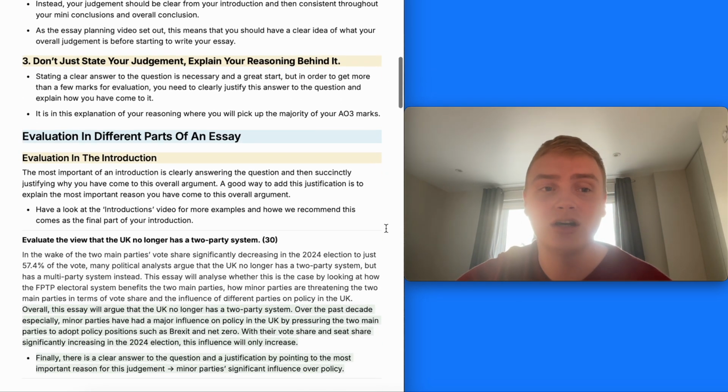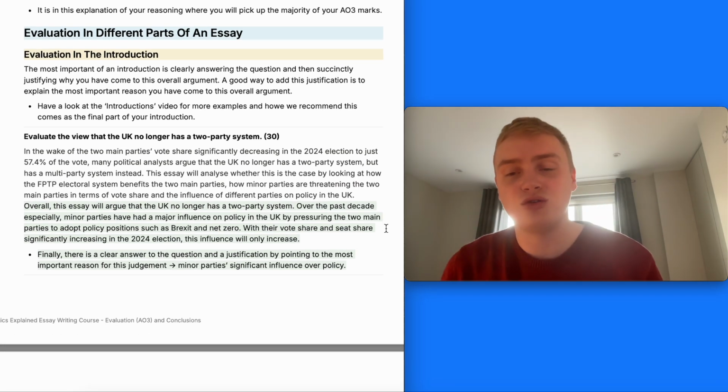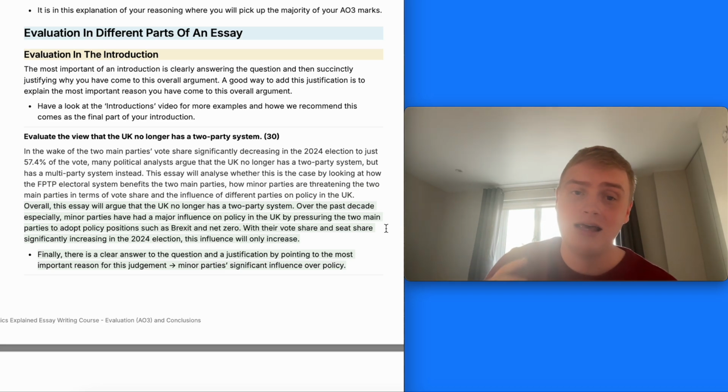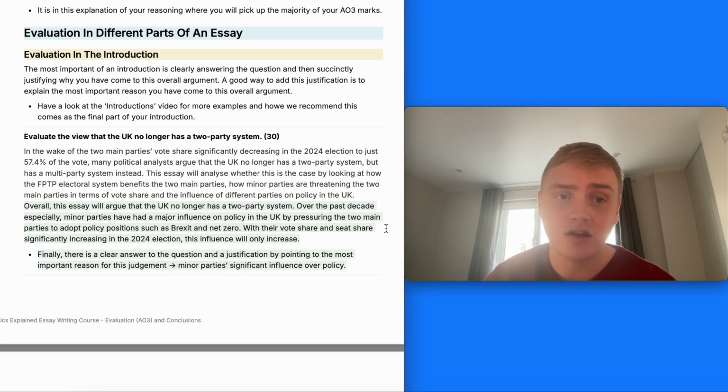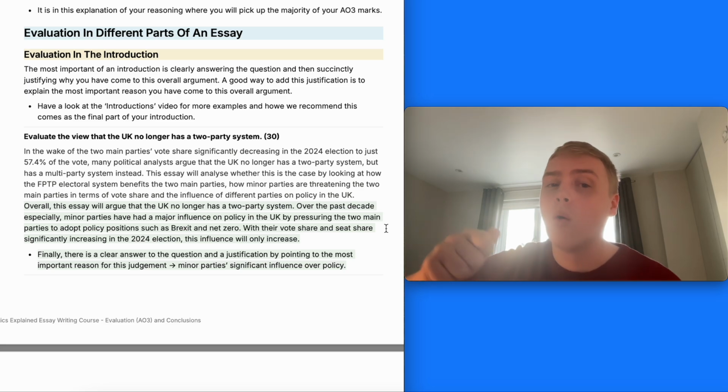Okay, let's have a look now at the evaluation in different parts of the essay. We're going to start in the introduction, which we've already had a little bit of a look at in the instructions video, then mini conclusions, and then the overall conclusion. So the most important part of the introduction, as we went through in the instructions video, is clearly answering the question and succinctly justifying why you've come to that overall judgment. And a good way to add this justification is potentially to add the most important reason why you've come to that judgment.